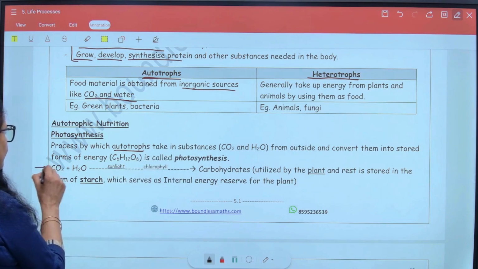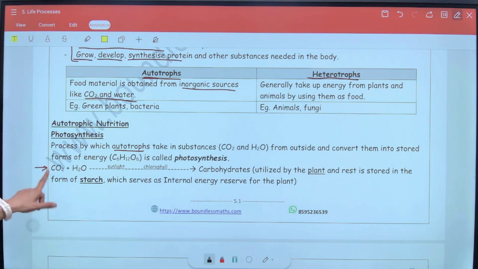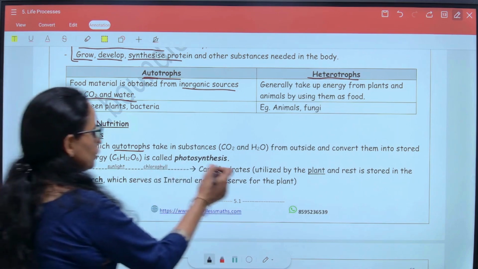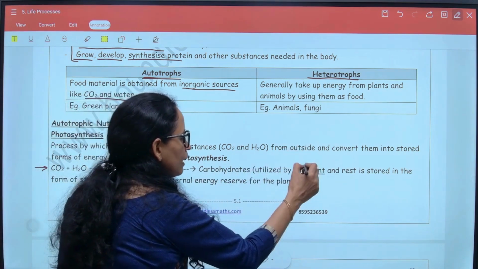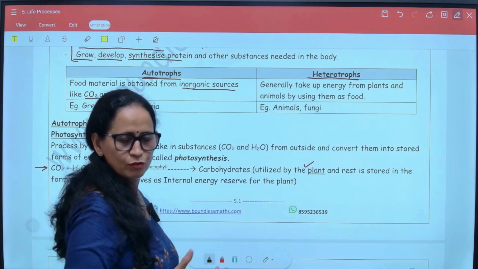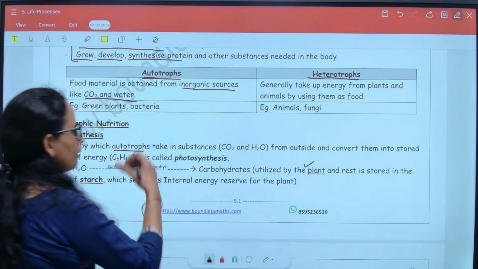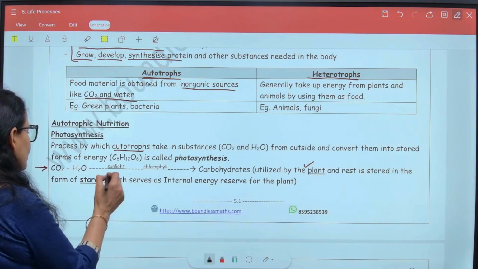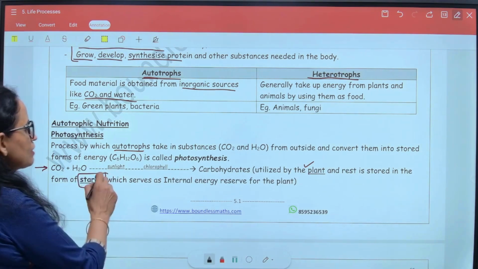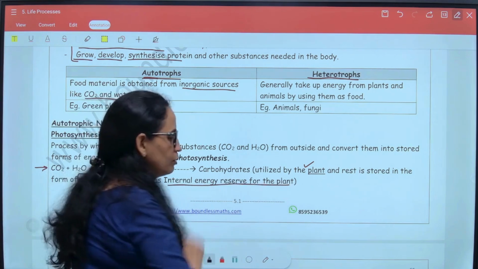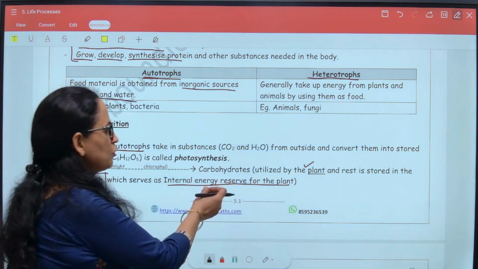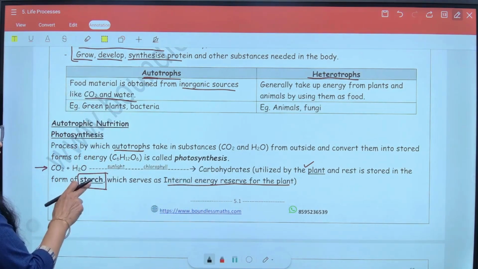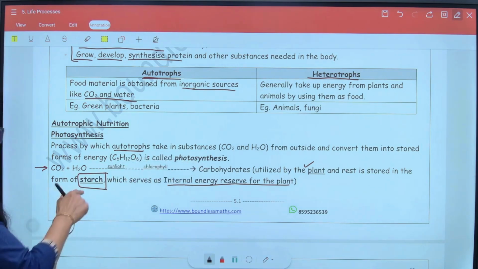Here is the equation for photosynthesis. Carbon dioxide plus water in the presence of sunlight and chlorophyll gets converted to carbohydrates, which is utilized by the plant, because the plant also needs energy. Plants also have to grow. So some part of these carbohydrates are utilized by the plant, and the rest, whatever is extra, is stored in the form of starch, which serves as an internal energy reserve for the plant. So again, MCQ here. An internal energy reserve for the plant is in the form of starch. You will not write carbohydrates here. Starch is the correct answer.